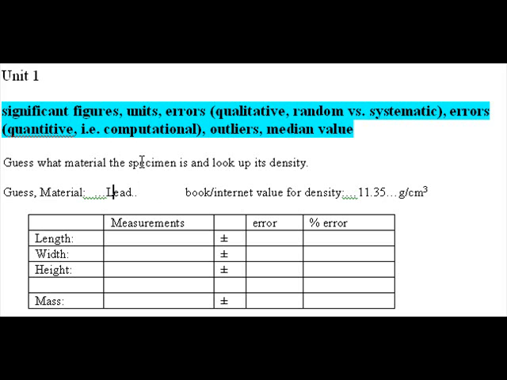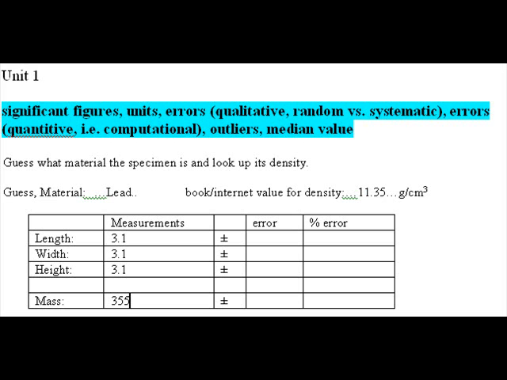I used a sample, a cube of lead, and I looked up the density on the internet. It is posted as 11.35 grams per cubic centimeter. And now here's what I measured: 3.1 for the length, 3.1 for the width, 3.1 for the height, and 355 for the mass.